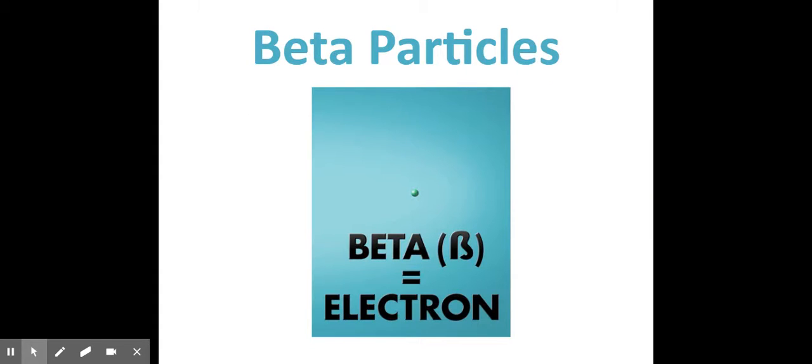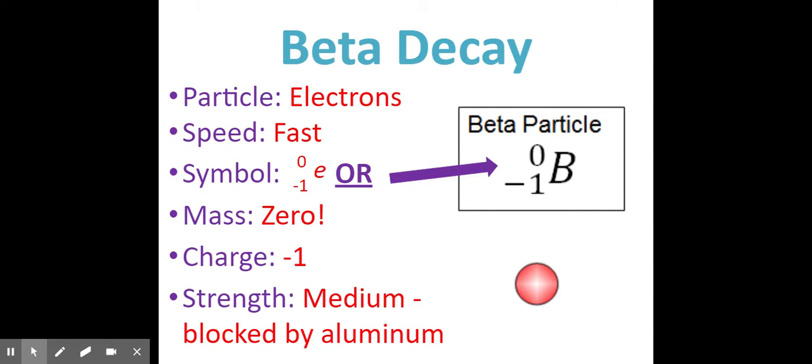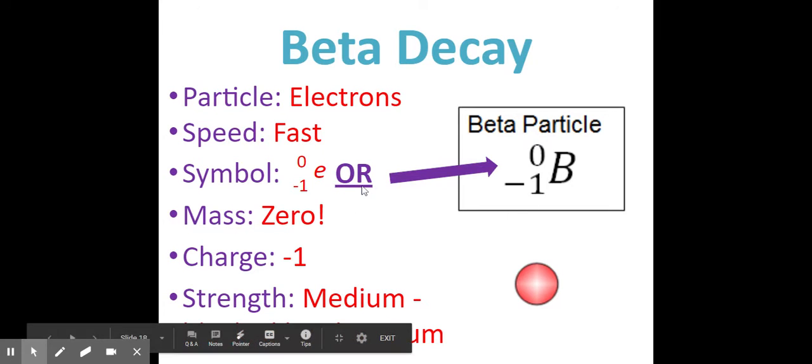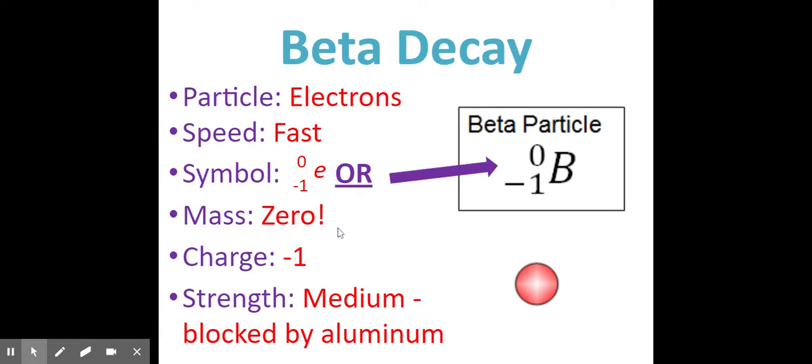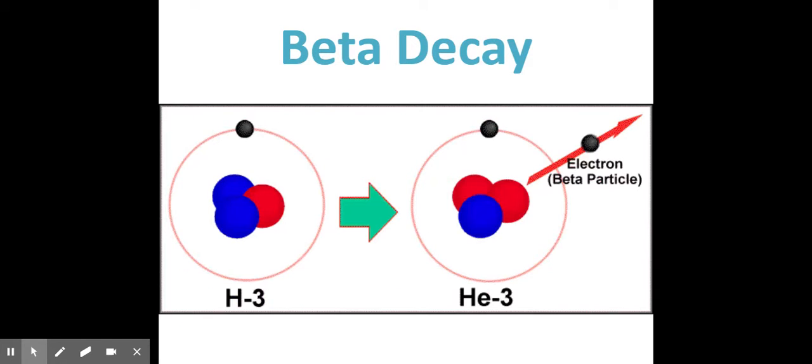All right. So now we're going to move on to beta particles. Beta particles are related to your electrons, not your protons or your neutrons. Okay, so the particle that's shed is the electron. It moves very quickly. It has a symbol of 0, -1, b. It has a 0 mass because electrons are very small. It has a charge of -1. And it is medium strength, which means that you can block it by using aluminum foil, like regular aluminum foil that you find in your house.